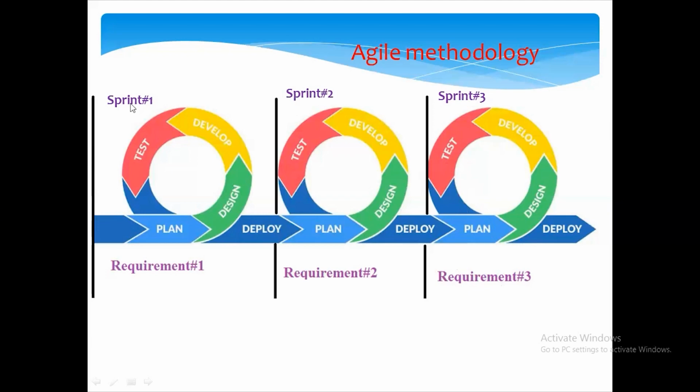What is meant by sprint? In agile methodology, the time taken to plan, develop, test, and get the software deployed into production. The time taken to do all these activities, we call it a sprint. For requirement 1, how much time we take for planning, designing, developing, testing, and deploying, that we can call a sprint. It can be a 2 week sprint, a 3 week sprint, or a 4 week sprint. It depends upon the complexity of the requirement.